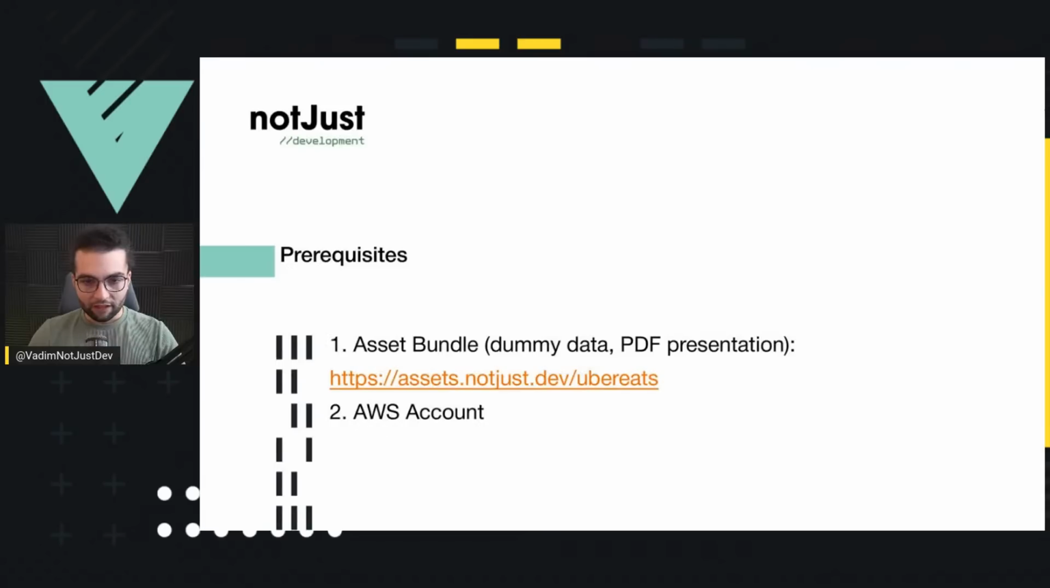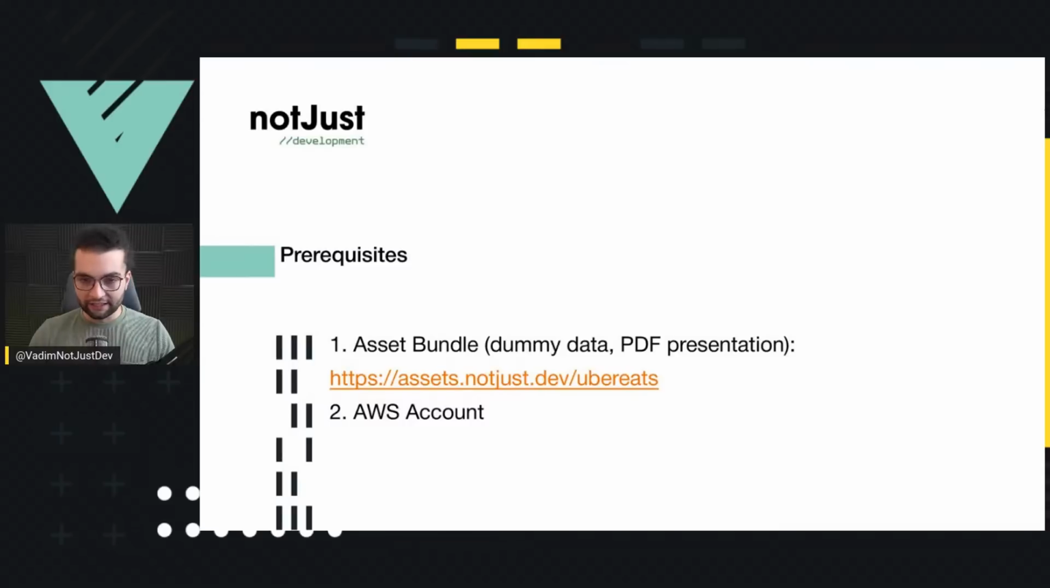So yes, you will need a couple of things to follow along. Here I'm talking about the asset bundle, where you will find the source code up until now, split in every day, and also these presentations that I'm using. To get the asset bundle, go to assets.notjust.dev/ubereats and download the files there.